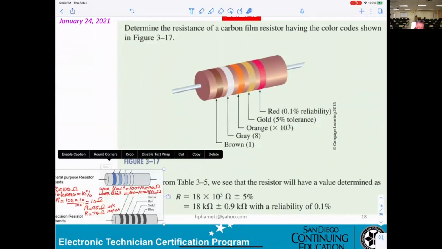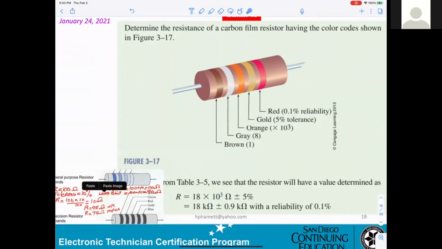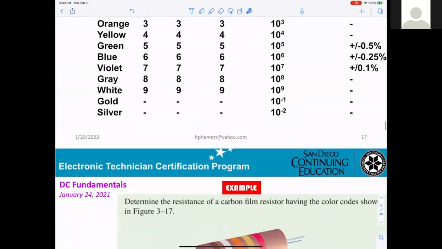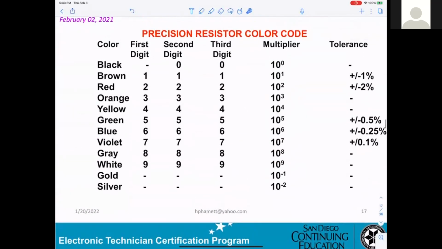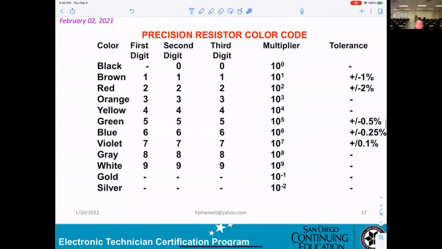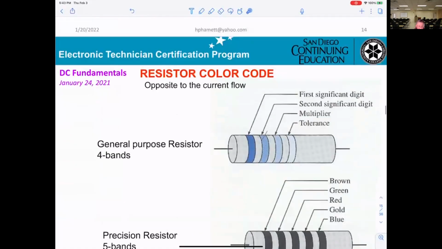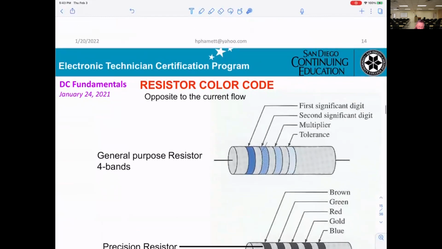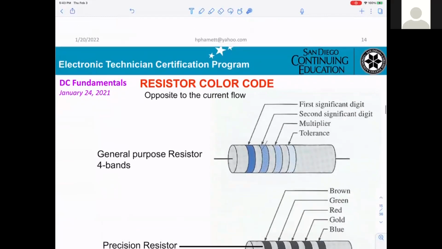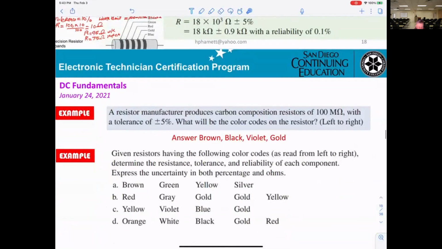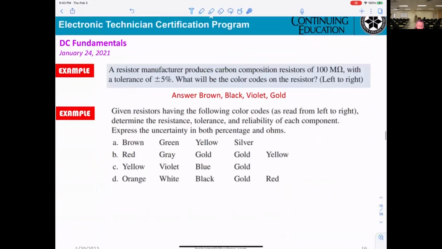Mr. Pham, can you repeat that last part one more time with the digits? You know, the first one is the first digit, right? On the picture you were showing it, right here. First color. Oh, okay, got it. First digit. Okay, you can do an example.